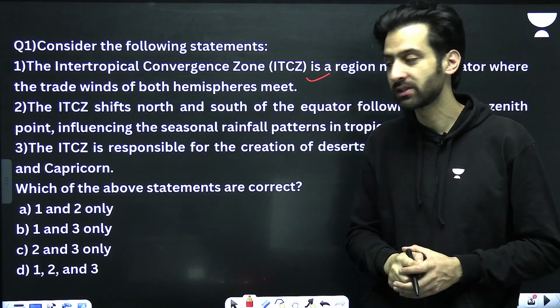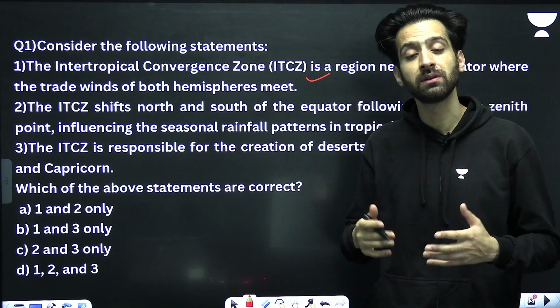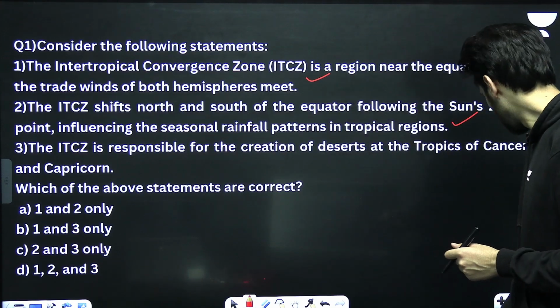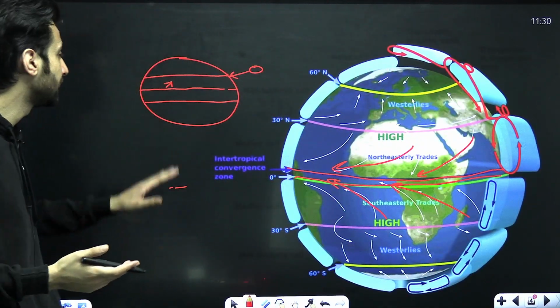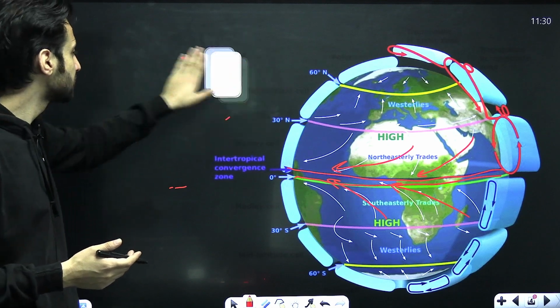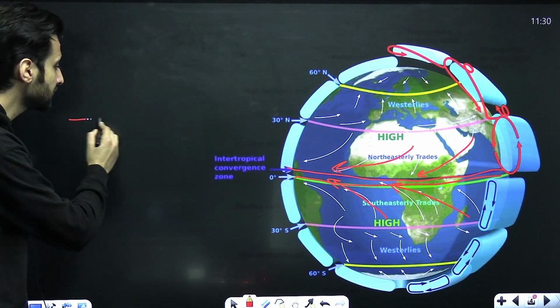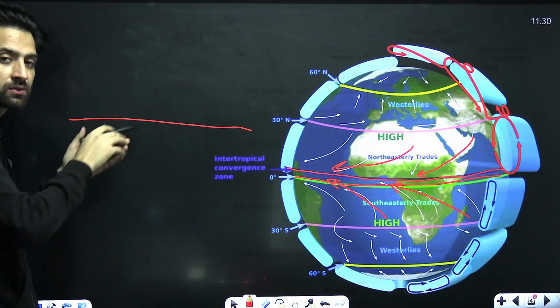Now we will go to the third statement. ITCZ is responsible for creation of deserts. Again, we need to have the idea clear. We do have to have conceptual clarity here. You don't have to just do rote learning. See, this is a cross section. This is the surface of the earth.